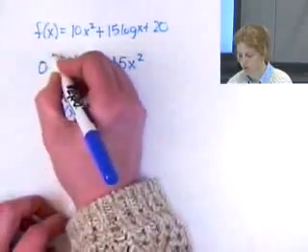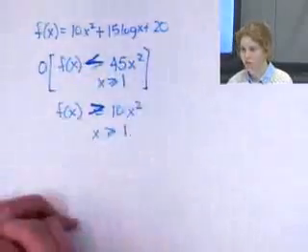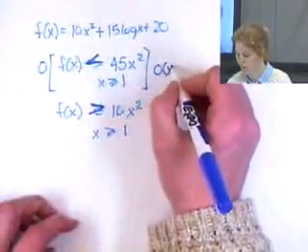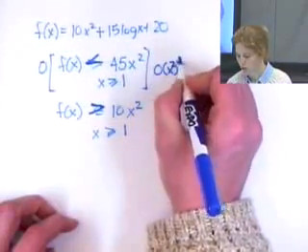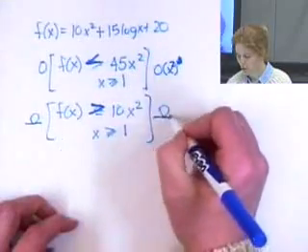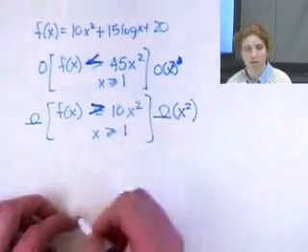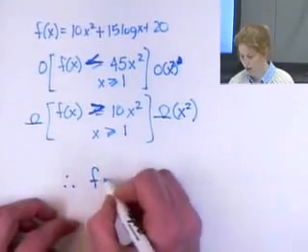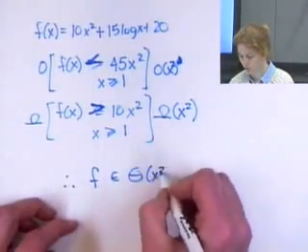Okay, so this is big O, right? So we proved that f is big O of x squared. X squared goes in the parentheses. This is big omega. So f is in big omega of x squared. If it's in both, therefore f is in big theta of x squared.